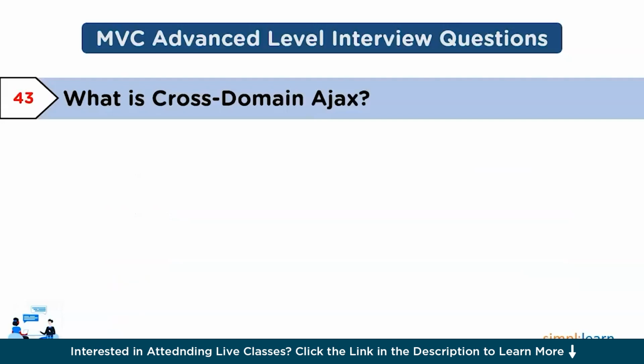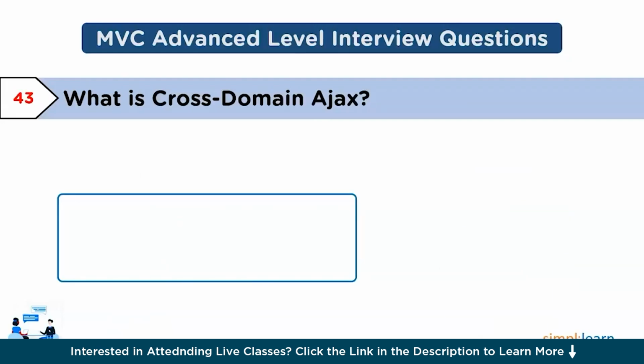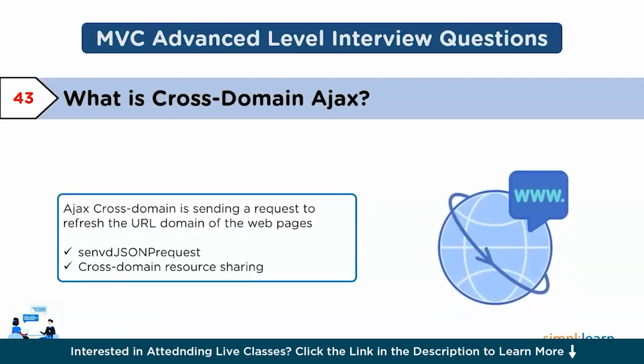What is cross-domain AJAX? AJAX cross-domain sends a request to refresh the URL domain of the web pages. There are many ways to implement and use cross-domain AJAX. The most commonly used cross-domain AJAX methods are sending JSON pre-request and cross-domain resource sharing.